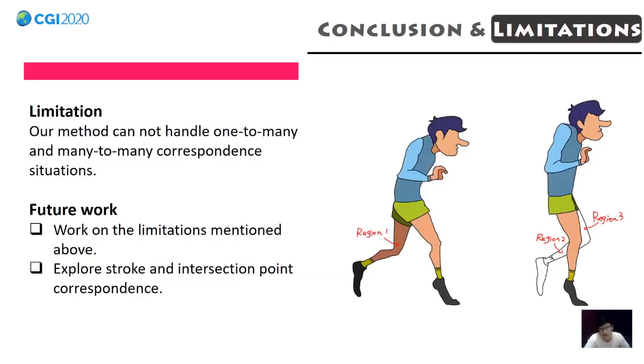However, our method still has limitations. Our method cannot handle one-to-many or many-to-many correspondence situations. For example, as the figure shows, if region 1 is split into 2 and 3, in our method, region 1 can only correspond to the region whose shape and topology are more similar in 2 and 3.